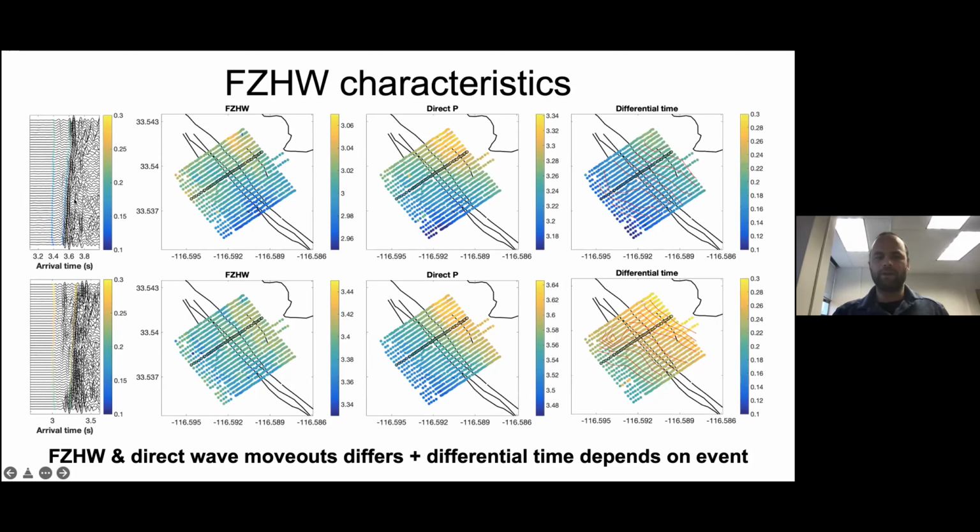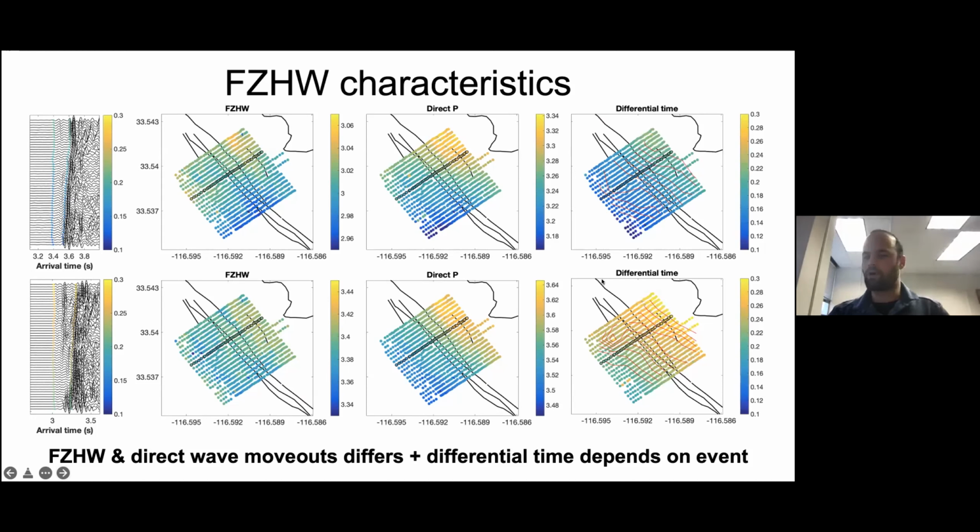It's pretty similar. These are two different events. Apologies, I should have mentioned that. But this is for the one event. You can see the way the fault zone head wave moves out across the array is pretty similar for these two events. Between the two, the direct wave is also pretty similar. But if you look at the difference between the two, the shape in the moveout across the array is the same, but the amount is very different.